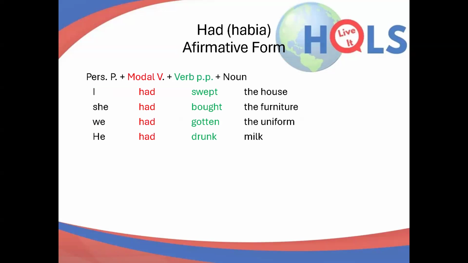We also use had, había, in affirmative form, right? In this case, had is the past perfect, but it's exactly the same format. We use the modal verb and then the verb in past participle. So in this case, I had swept the house. She had bought the furniture. We had gotten the uniform and he had drunk milk.